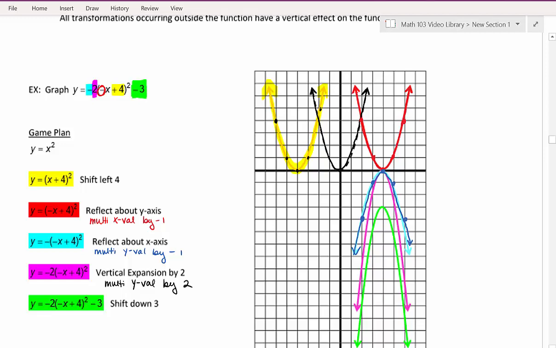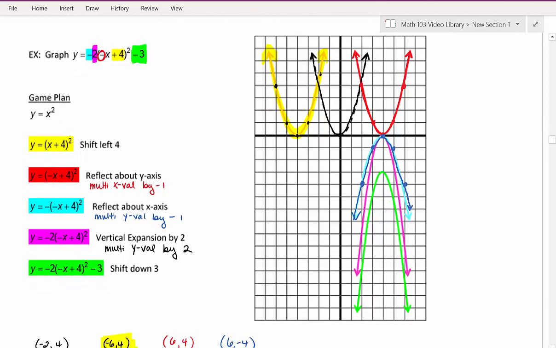We're not done yet, though. Our final answer is until we get to our green equation. So we got 2 more moves to go. Now we want to take that blue graph and vertically expand it by 2. We're going to multiply all the blue points, all the y values, by 2.